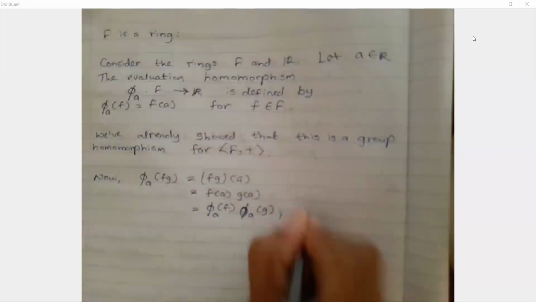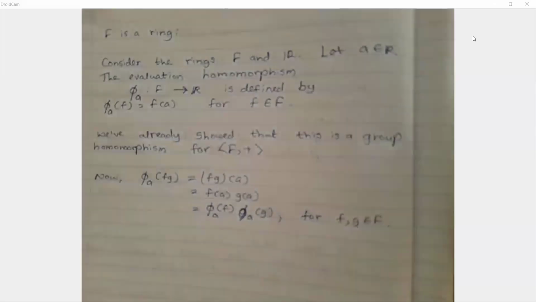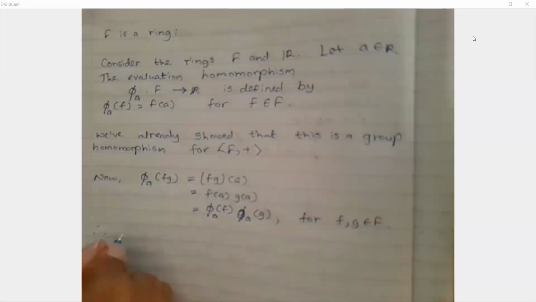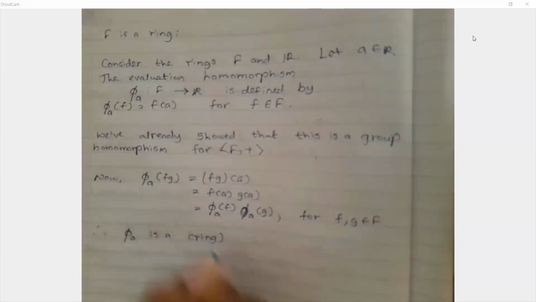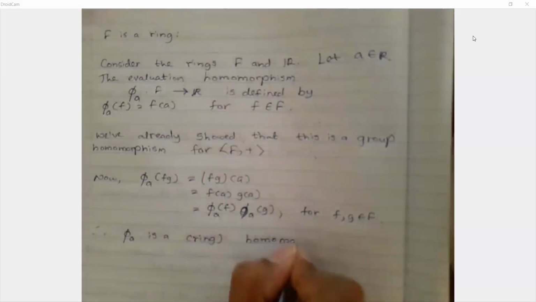And this is true for any f, g that we take from the ring F. Therefore, the two conditions for this mapping to be a ring homomorphism are satisfied. So we conclude that this is a ring homomorphism. I will simply write, within brackets, that it is a ring homomorphism.